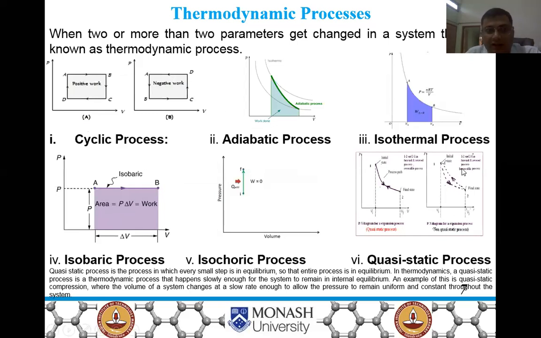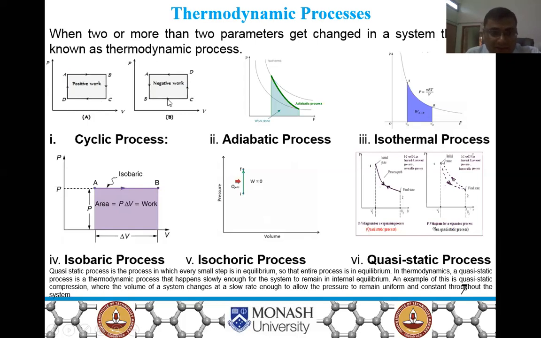Now, thermodynamic processes: when two or more parameters get changed in a system, it is known as a thermodynamic process. We can see different types of processes in this slide. First is the cyclic process. We can see here A to B to C to D to A. This is one cycle, and it is clockwise, so it is doing positive work because work is P delta V.